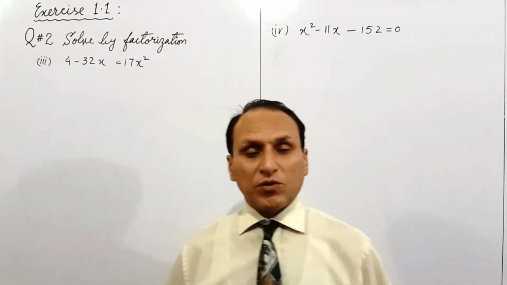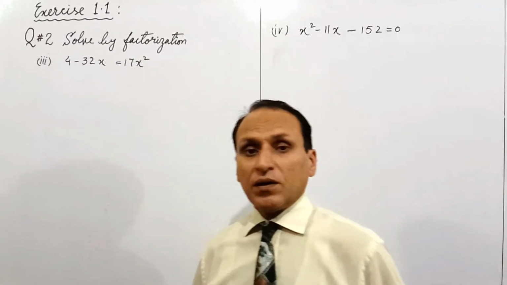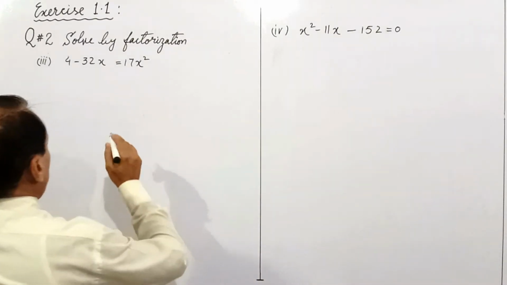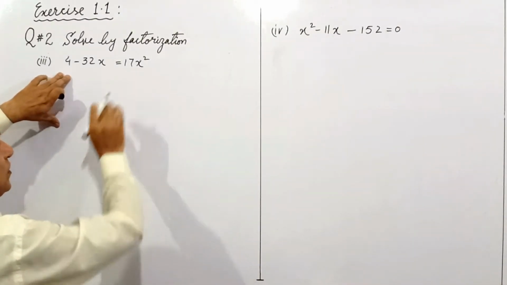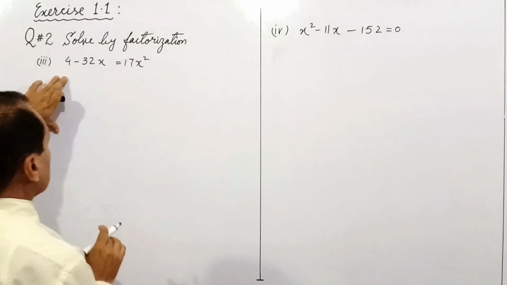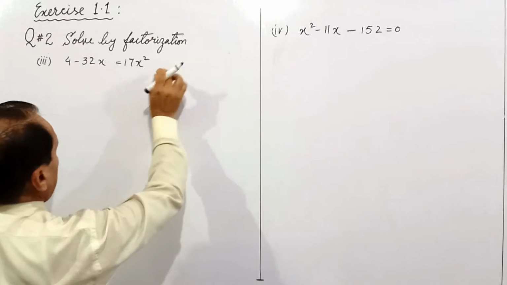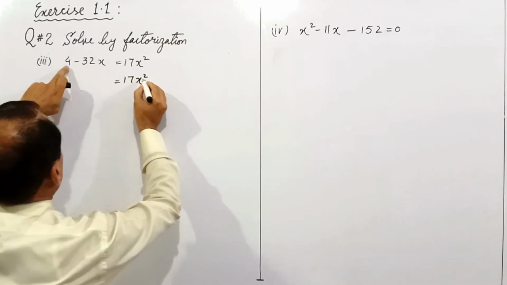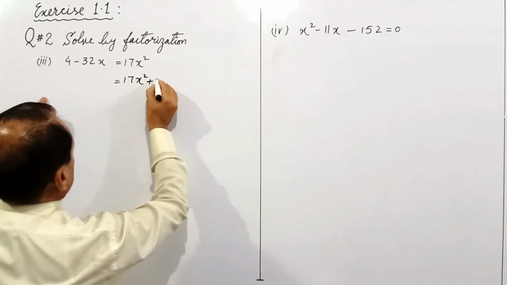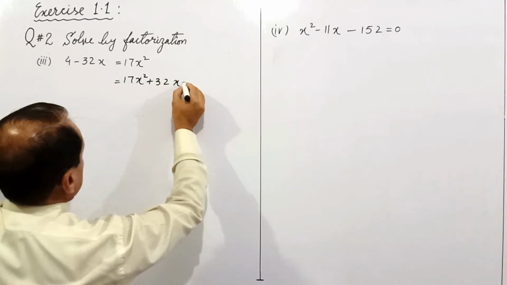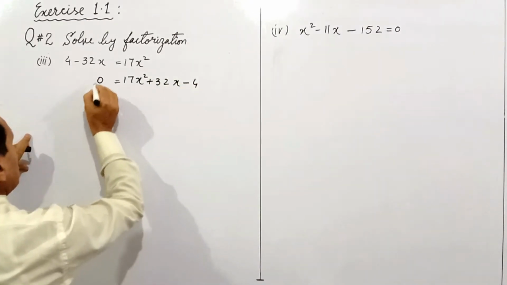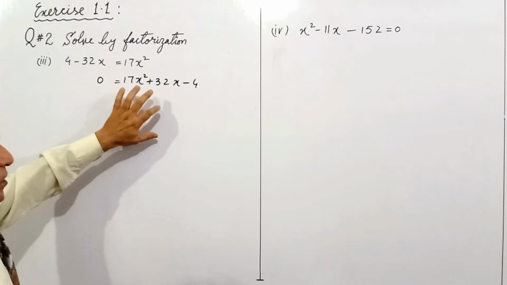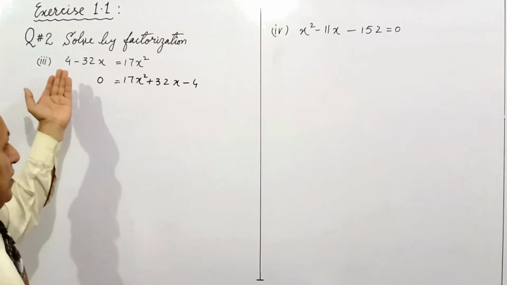Let's do part 3 of question number 2 of exercise 1.1 by using the method of middle term breaking. For this sake, first of all, we have to write the given quadratic equation in standard form. For this sake, we take these two values to the right hand side, as this is the highest degree term. So 17x square minus becomes plus 32x, and 4 is taken to the right hand side, that will become minus 4, and 0 is left on the left hand side. By applying the symmetric property, we make the right hand side the left and the left hand side the right.